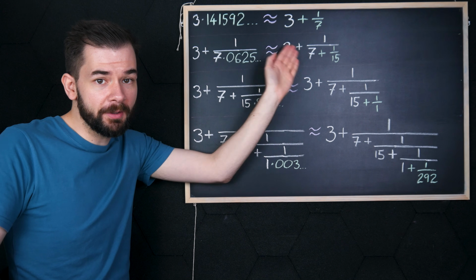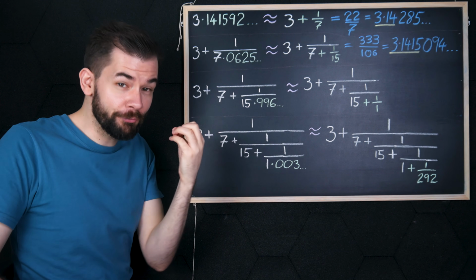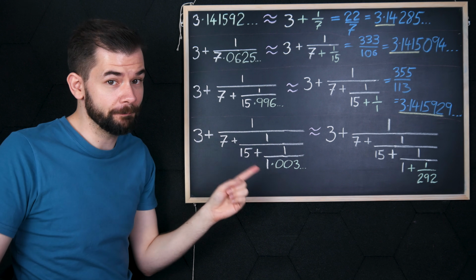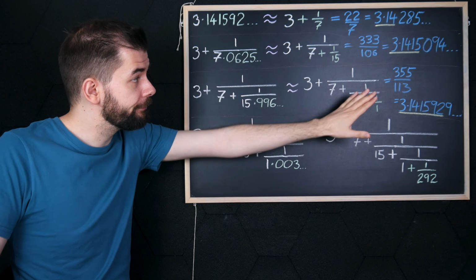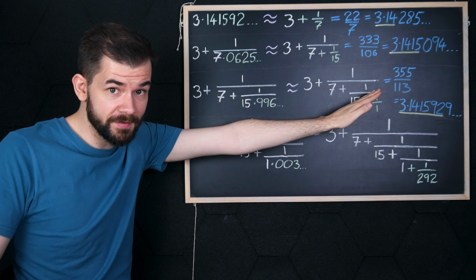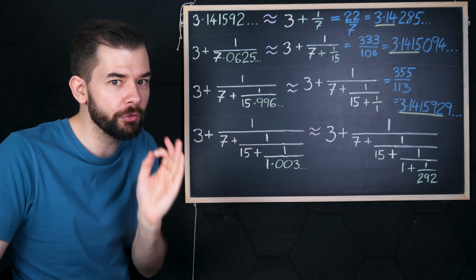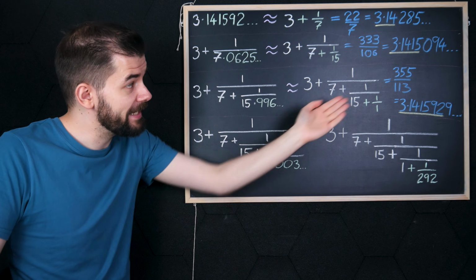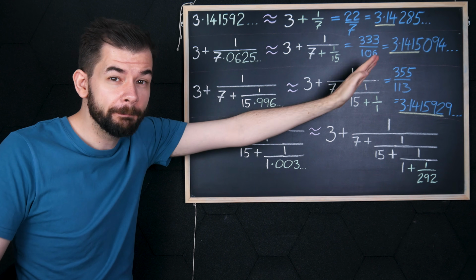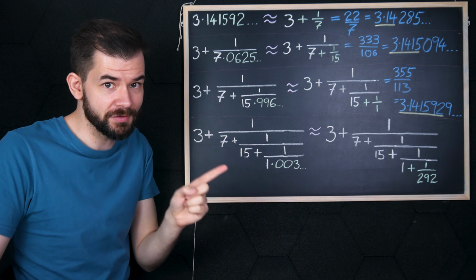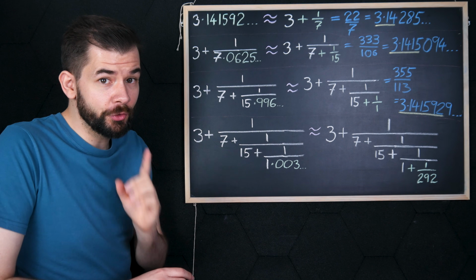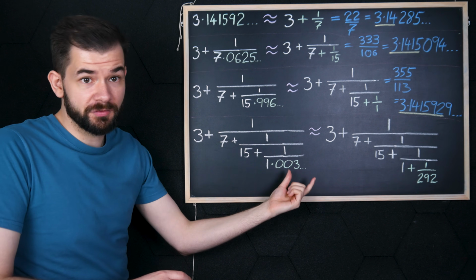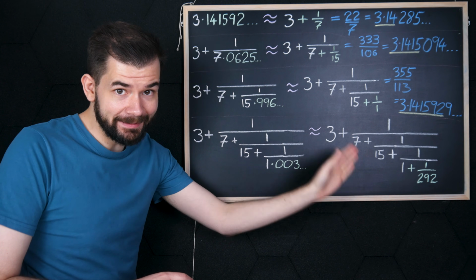At every step of this process, we get a pretty good rational approximation, and some rational approximations are better than others. 355 on 113 is known for being a very good approximation, because it takes 6 digits to define, but yields 7 correct digits of pi, a rare property. The reason that approximation is so good is because the next approximation has a very big denominator.